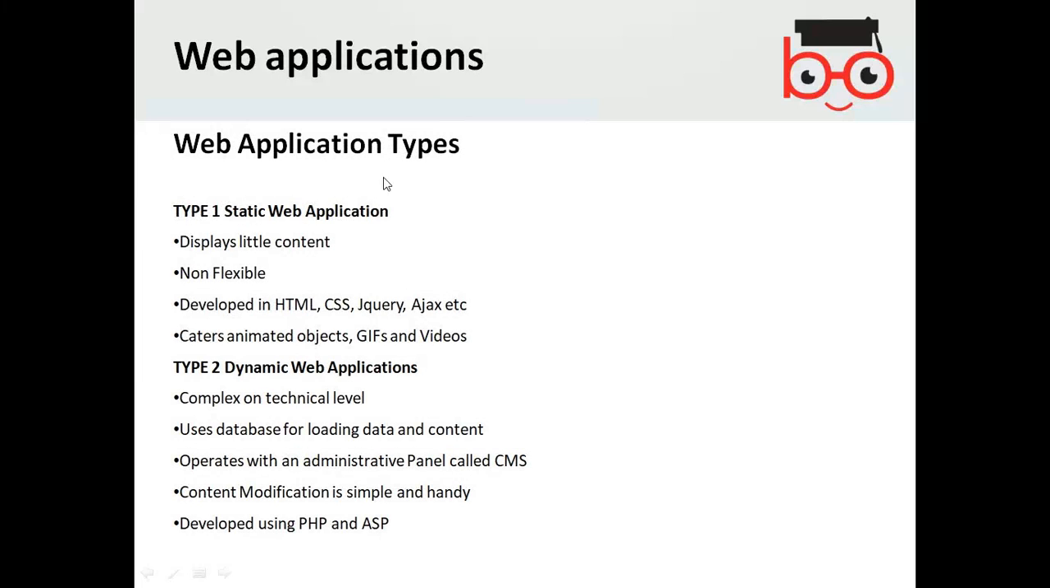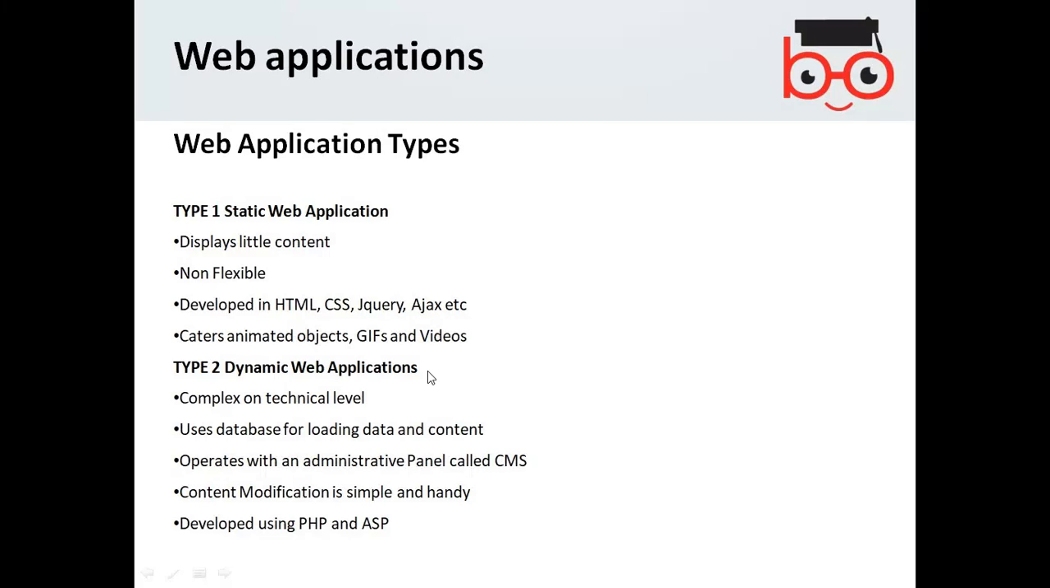Now web application types. Type 1, static web application. Static means very simple, not changing, displays little text and content, not flexible, developed in HTML, CSS, jQuery, Ajax, etc. It has animated objects, GIFs and videos only. So a normal page for information purposes is a static web page.